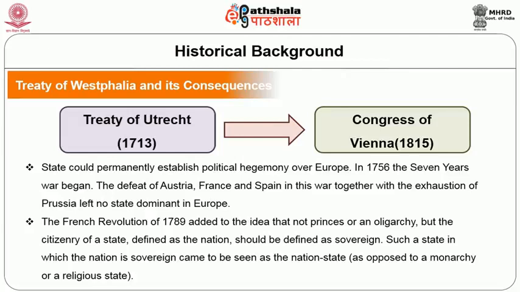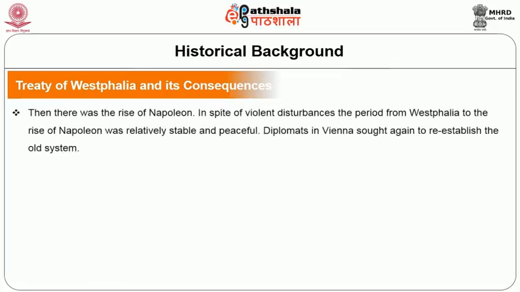Such a state in which nation is sovereign came to be seen as nation-state, as opposed to a monarchy or a religious state. Then there was the rise of Napoleon. In spite of violent disturbances, the period from Westphalia to the rise of Napoleon was relatively stable and peaceful.